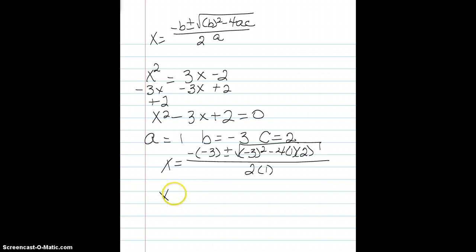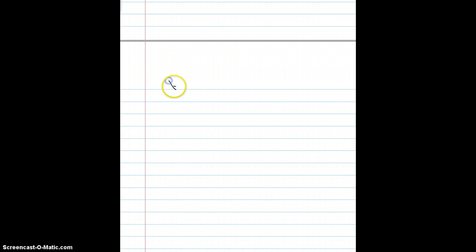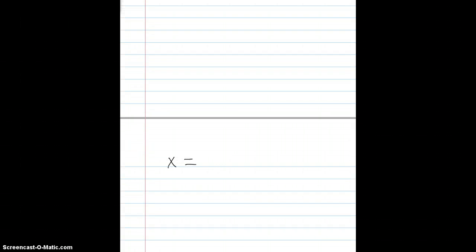That is, the opposite of negative 3 is positive 3, plus or minus the square root of 9 minus, so I've got negative 4 times 1 is negative 4 times 2 is 8, all over 2. So I get x equal 3 plus or minus 1 over 2. I need more paper, so there we go. I had x equal 3 plus or minus 1 over 2.